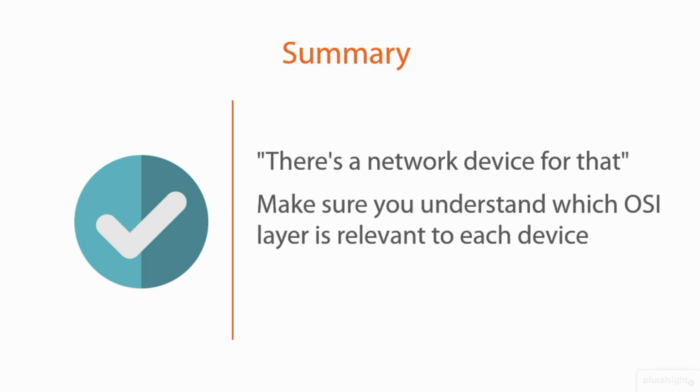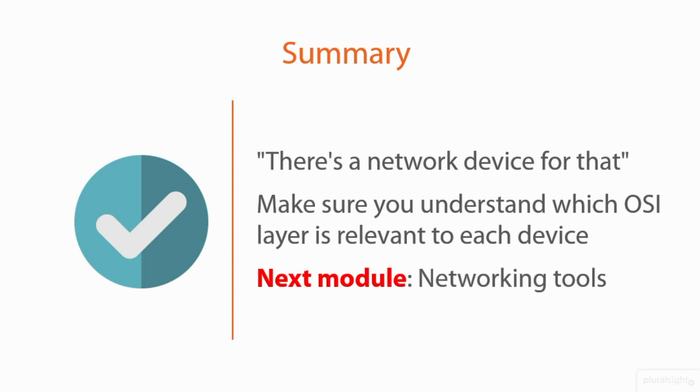I want you to make sure that you understand which OSI layers and protocols are relevant to each device. That's really the key takeaway. The hub, layer 1, the bridge and the switch, layer 2, the routers, layer 3, the firewall can be layer 2, 3, 4, all the way up to 7, depending upon how sophisticated the firewall is, the access point, layer 2, etc. In our next module, we're going to cover networking tools.